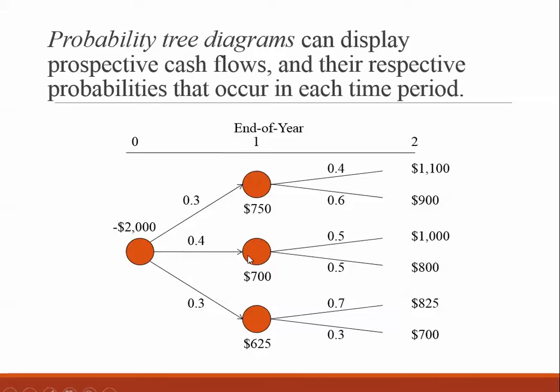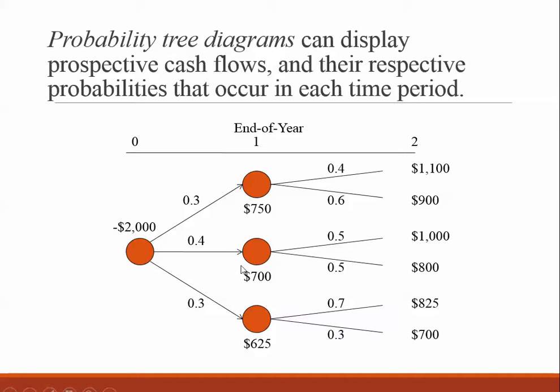There's actually a 40% probability that it'll be $700, and there's another 30% probability that it'll be as low as $625. Now, if it turns out that it was $750, then I have the probability to make as much as $1,100 by the end of the second year, but as low as $900. And there's a 40% chance associated with this number and a 60% chance associated with this number.